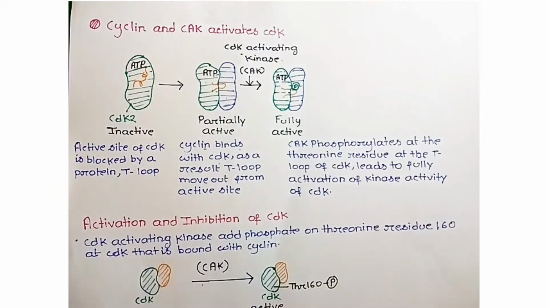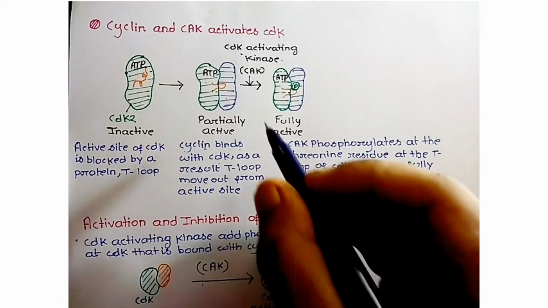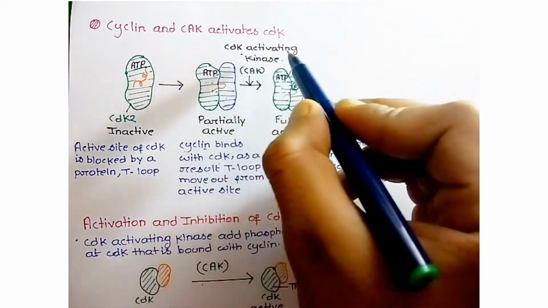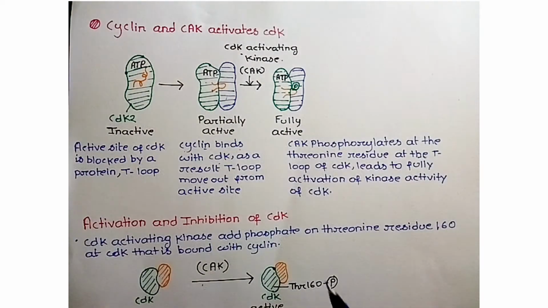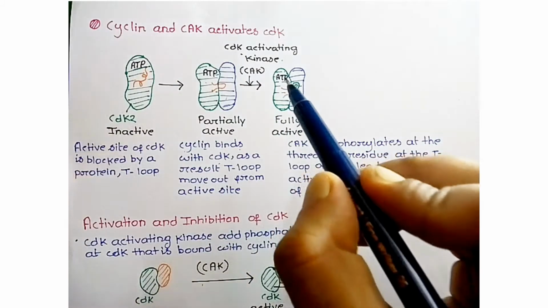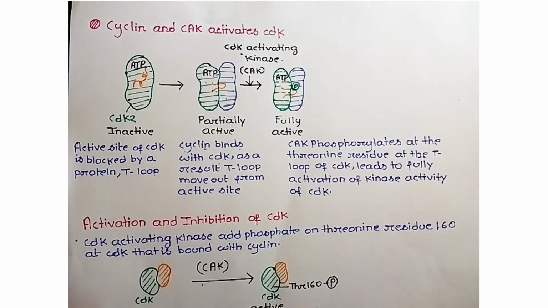Now there is another type of enzyme, CAK, CDK activating kinase. What is the role of the CAK? CAK phosphorylates a threonine residue on the T loop that leads to a full activation of CDK.